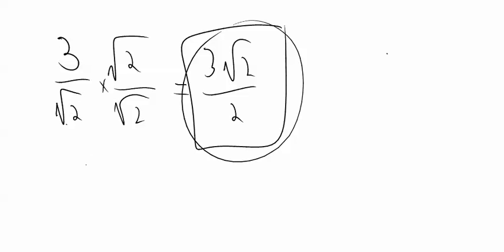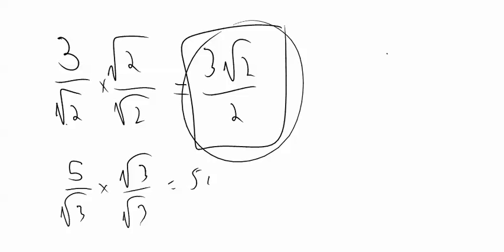You can do another example here. You can do like 5 over root 3. And in order to do this, I'm going to multiply by, you probably guessed it, root 3 over root 3. And when I do that, I end up getting 5 times root 3 is 5 root 3. And root 3 times root 3 is 3. And so 5 over root 3 becomes 5 root 3 over 3. And you can keep trying this, and this is called rationalizing the denominator.